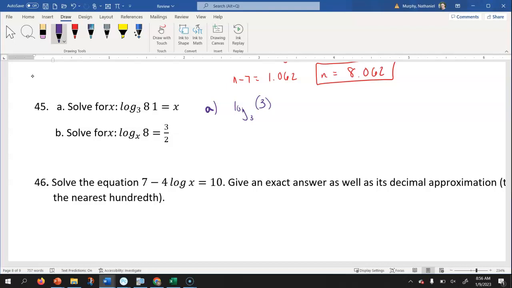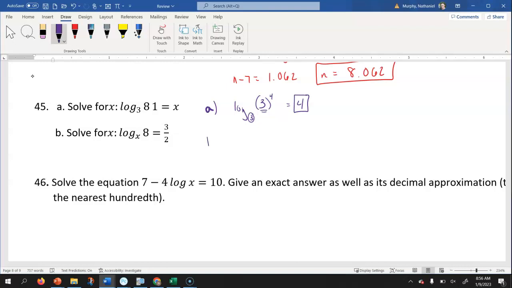So I've got to figure out, well, what exponent would I apply to 3 to get 81? Well, 3 to the 4th power is 81. So whenever our base here for our logarithm is the same as our base that has the exponent, your answer is the exponent. So your answer would simply be 4 for part A there.